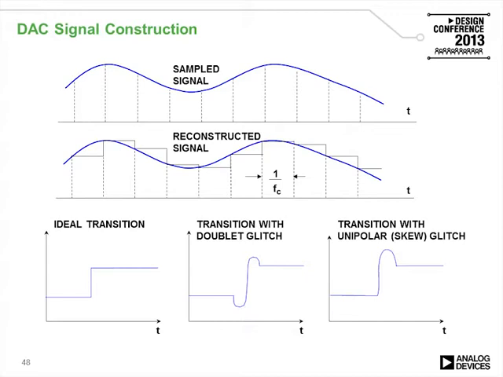Now, on top of what we'd expect to see with ideal transitions, we can also have glitches. The glitch comes from the fact that current sources are turning on and off, and the propagation delay of the parts from one switch to another may not exactly be the same. So all these things may not work precisely at the same time. And when we measure the glitch, it's always going to be a time-voltage type of measurement.